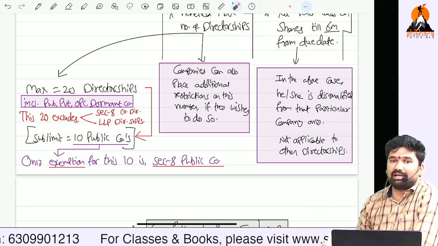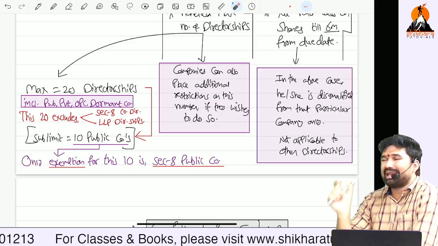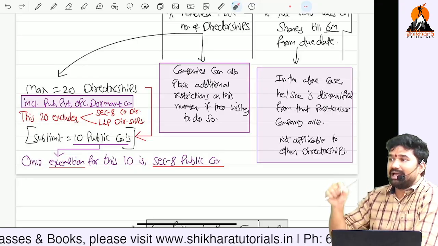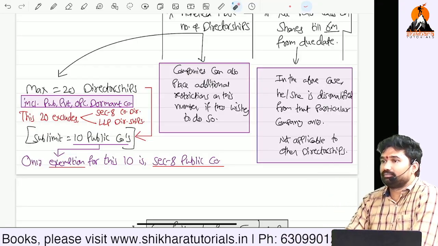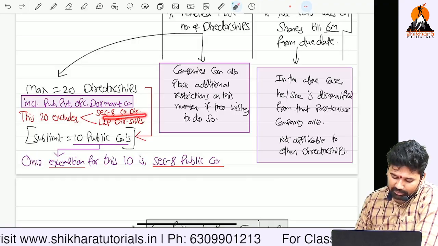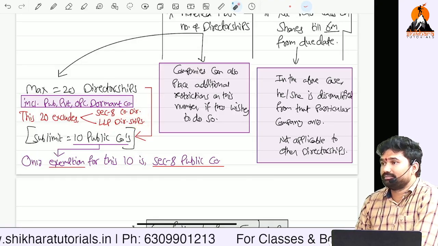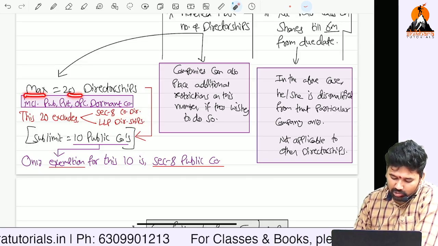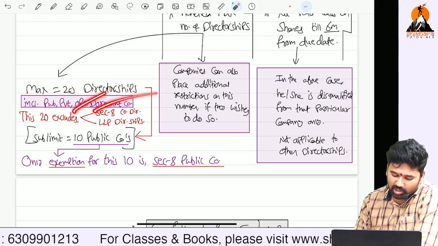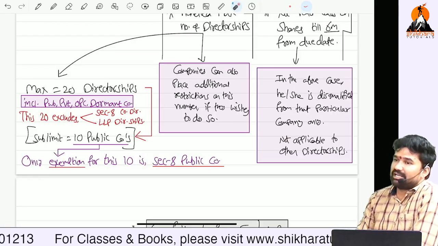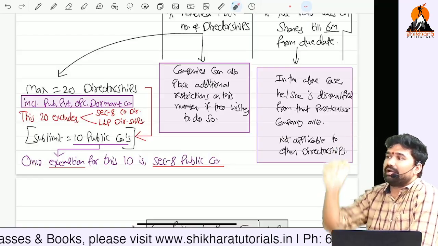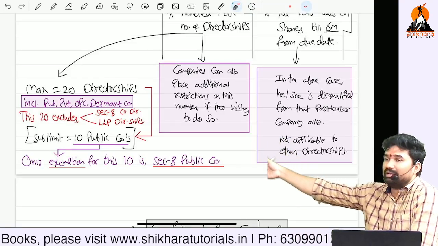In this 20 calculation, 2 directorships will be excluded. Number 1, section 8 company directorship is excluded and LLP directorship is excluded. Read carefully. This 20 excludes section 8 company directorship as well as LLP directorships. Maximum is 20 directorships, including public company directorship, private company, OPC, dormant company, including everything. The only exemption is 2 directorships. One is section 8 company directorship and the second one is LLP directorship. LLP will not come under this limit.